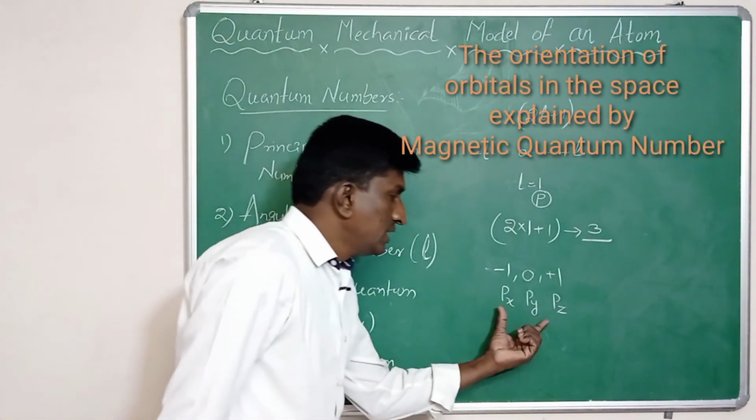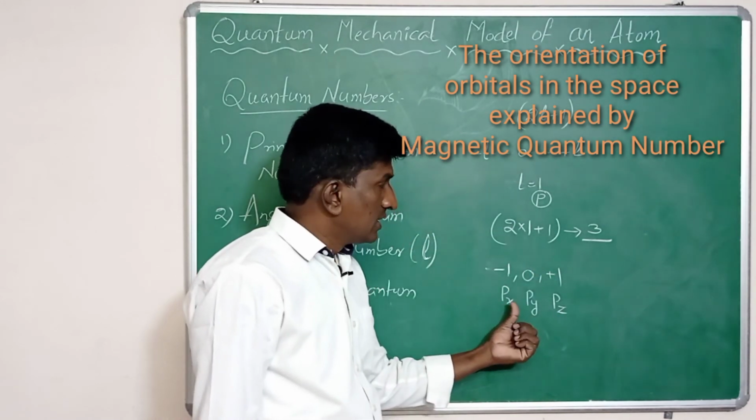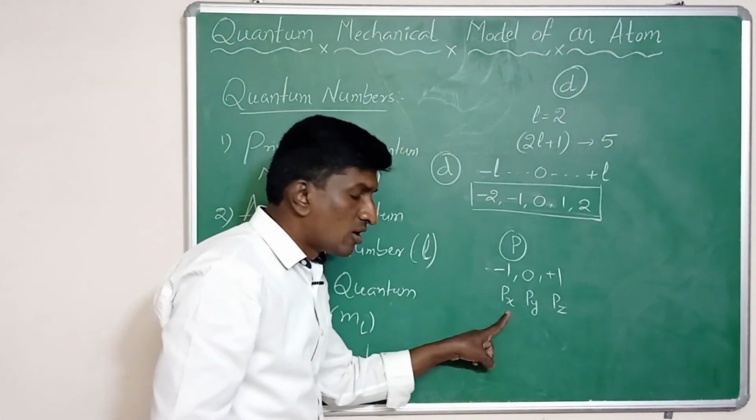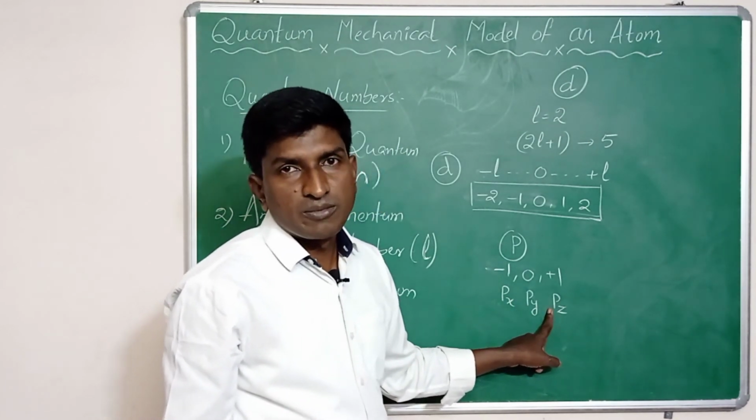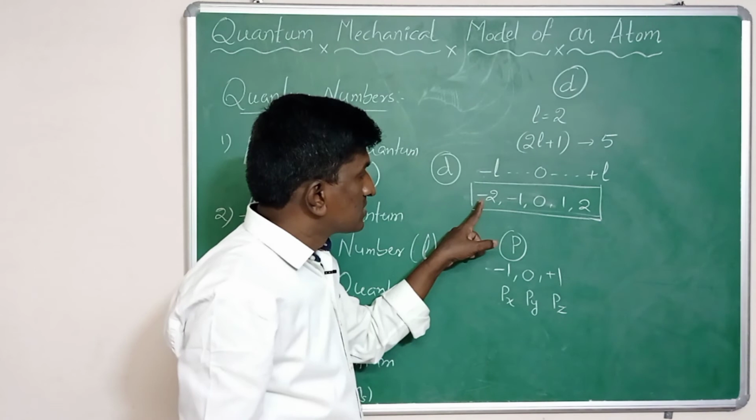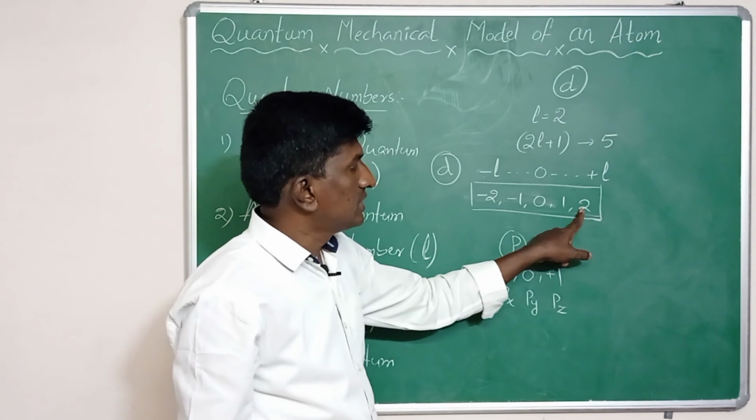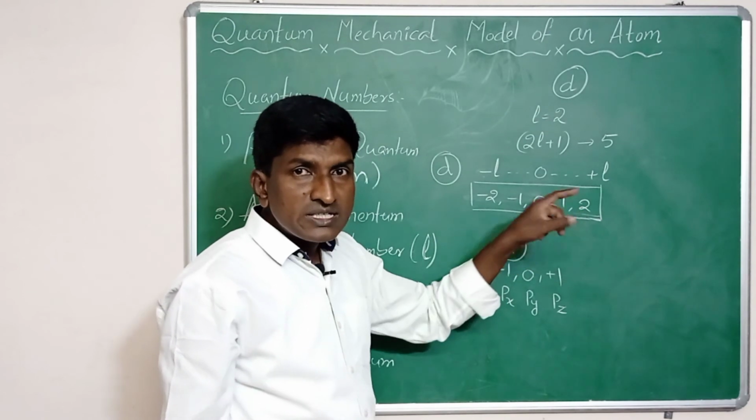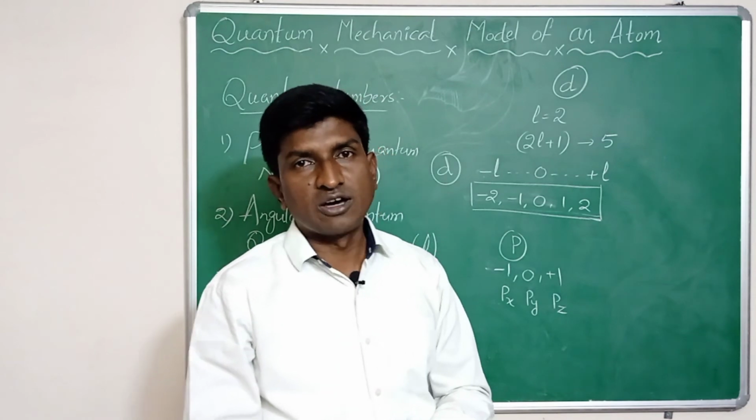How these orbitals are oriented in space is explained by the magnetic quantum number. These 3 orbitals have the same energy. This type of orbitals are said to be degenerate orbitals. And the d orbital divides into 5 suborbitals: dxy, dyz, dzx, dx square minus y square, dz square, and these 5 d orbitals have the same energy. This type of orbitals are also said to be degenerate orbitals.